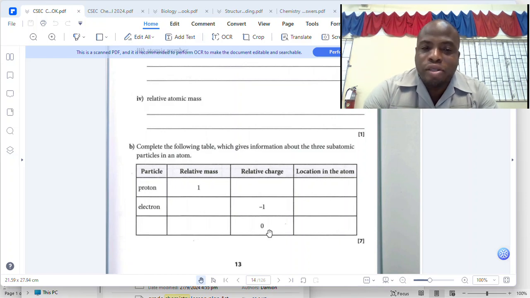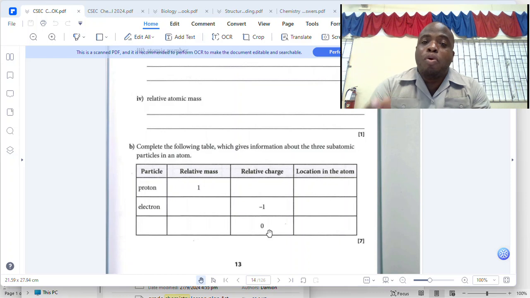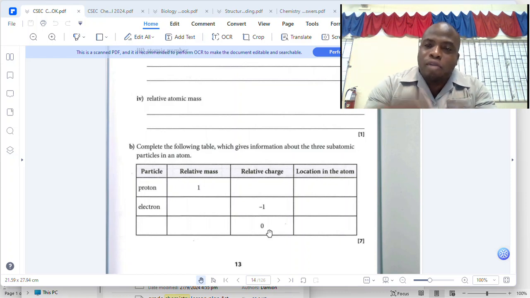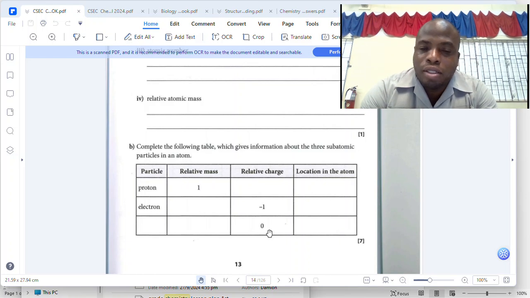So magnesium has a mass number, atomic mass, of 24. The number of protons is 12. The number of neutrons is 12. Both of them come together to provide you with the overall atomic mass of that magnesium atom.